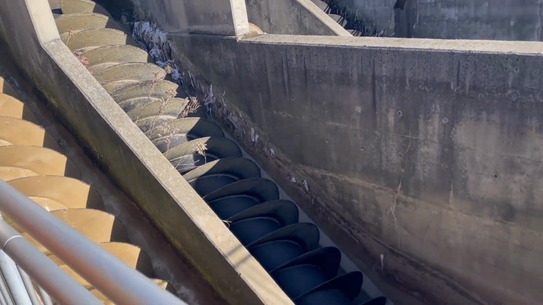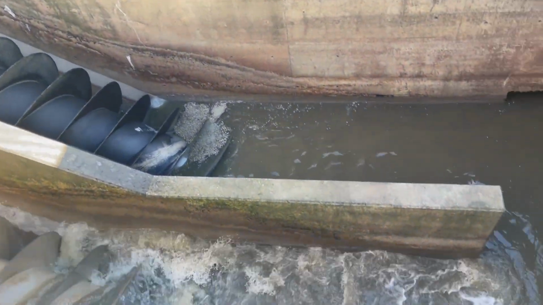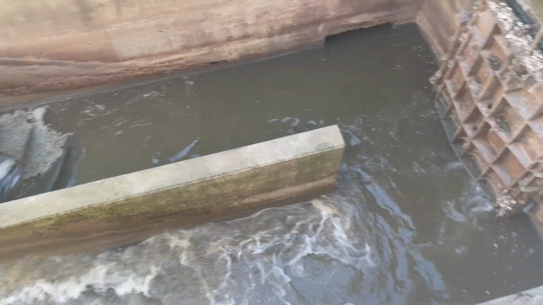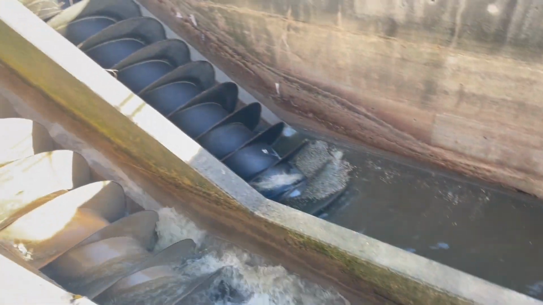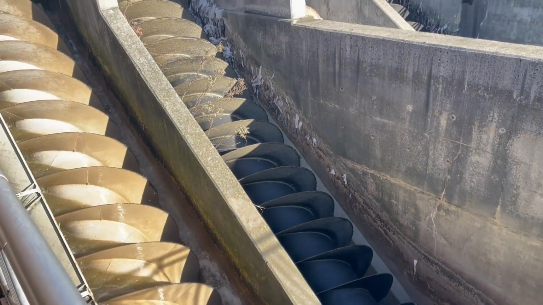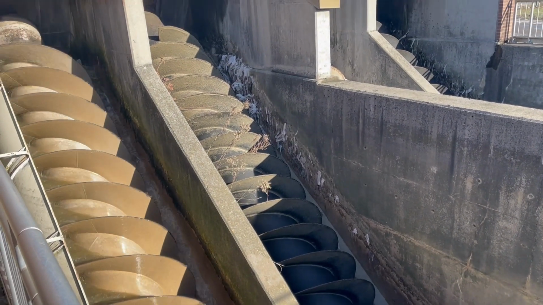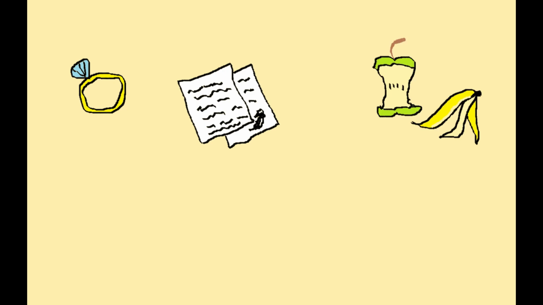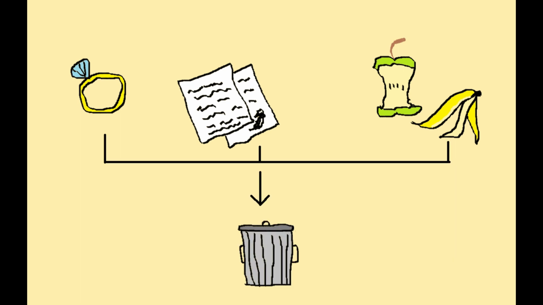We start off at this spiral structure, which is rotating in the midst of this pool of dirty water. This dark-colored volume of water is wastewater, also referred to as sewage. The spiral structure acts as a barrier that prevents larger debris such as jewelry, papers, and food scraps from continuing forward in the water treatment plant, and this debris or garbage is disposed of in municipal waste landfills.